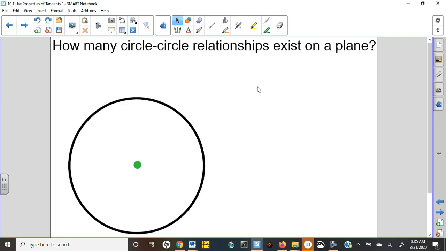Here's another question for you. How many circle-circle relationships exist? So we talked about circle-line relationships. There were 3 of them. How many circle-circle relationships do you think there exist? So why don't you go ahead and pause this for a second and think through that, and then unpause it, and I'll tell you if you were right or not.